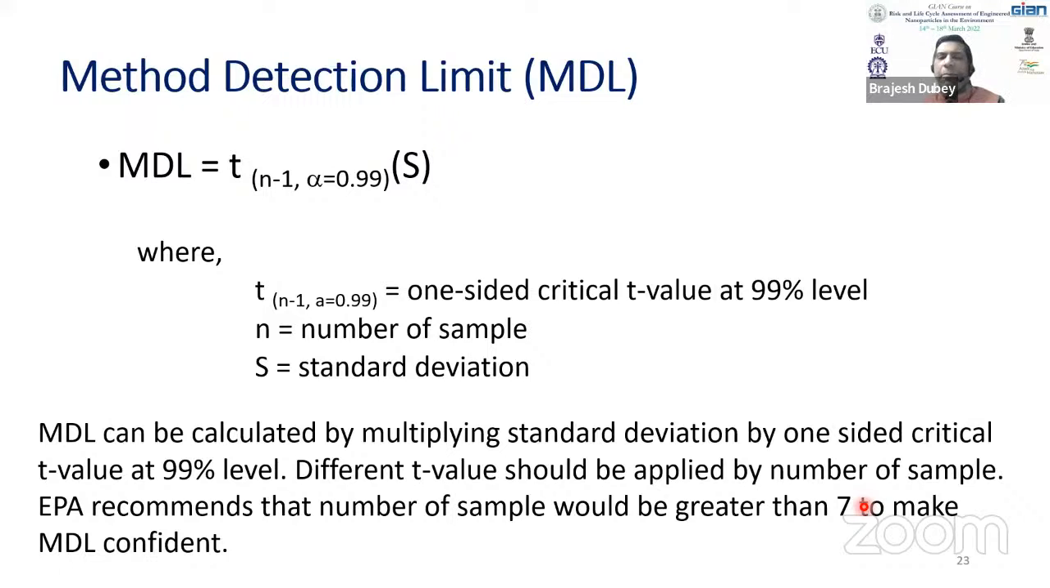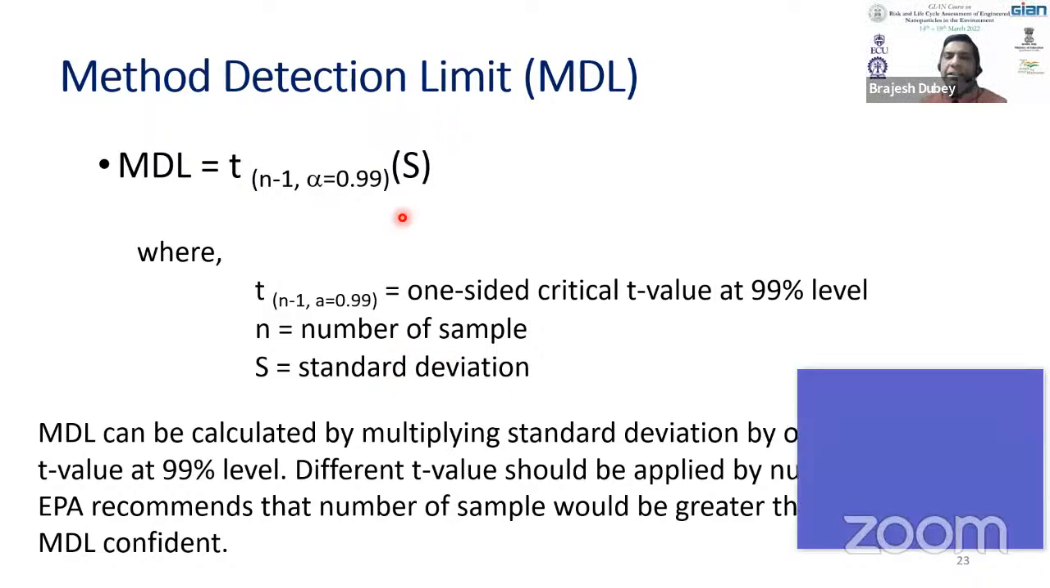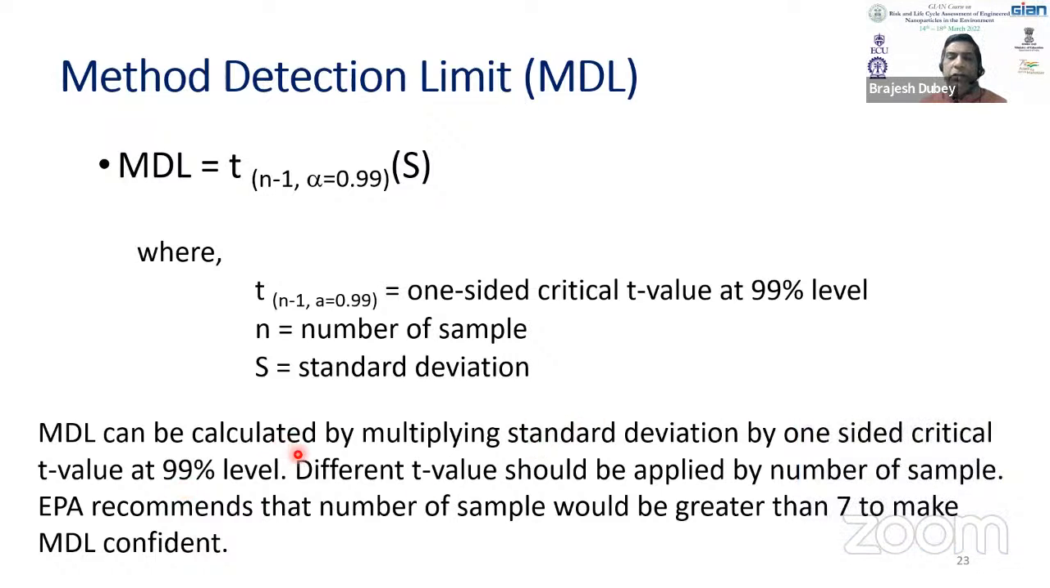N is your number of samples, so n minus 1 is your degrees of freedom, and we take the one-sided critical t value at the 99% level. S is the standard deviation. So in terms of MDL, it can be calculated by multiplying the standard deviation by the one-sided critical t value at 99%. So a different t value should be applied.